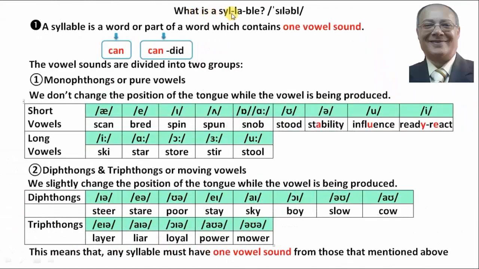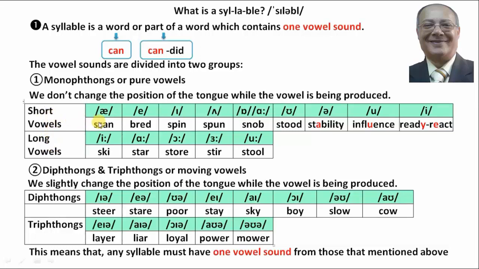What is a syllable? A syllable is a word or part of a word which contains one vowel sound, as in a word like can, or as a part of a word like candid. As for the vowel sounds, they are divided into two groups: monophthongs, or pure vowels, and diphthongs and triphthongs, or moving vowels. In monophthongs, we don't change the position of the tongue while the vowel is being produced. The monophthongs are divided into short vowels and long vowels.